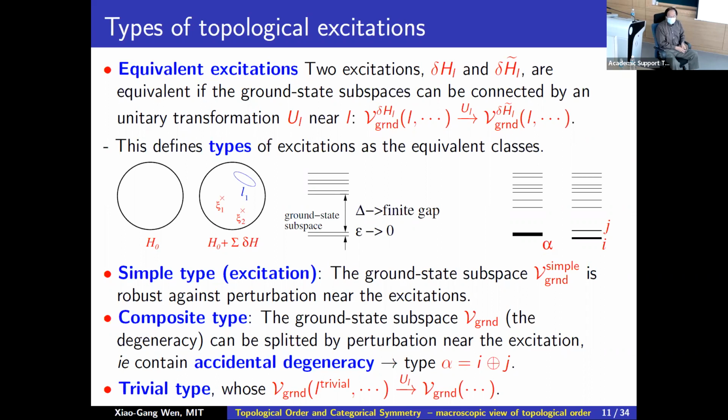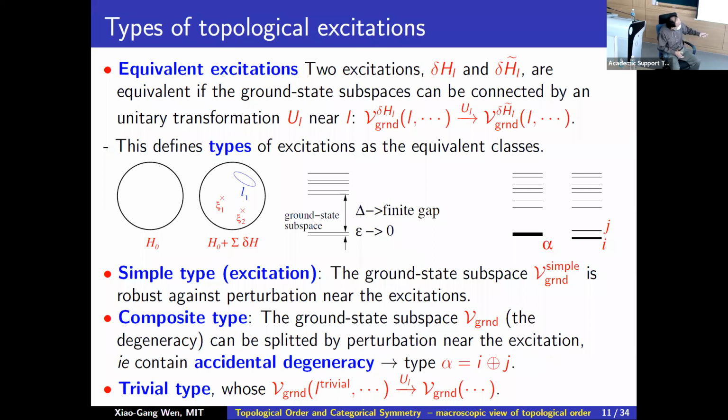Okay. Then comes something which took me a few years to understand: the simple type and the composite type. Usually in physics, we don't worry about this, and it turns out that we always consider simple types. But mathematicians are much more careful, and they have this notion of simple type and composite type.